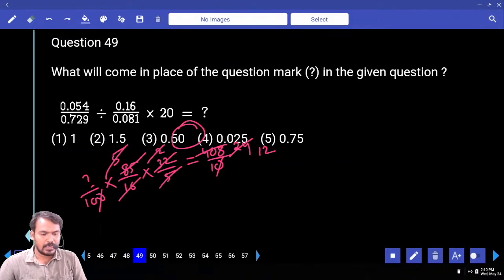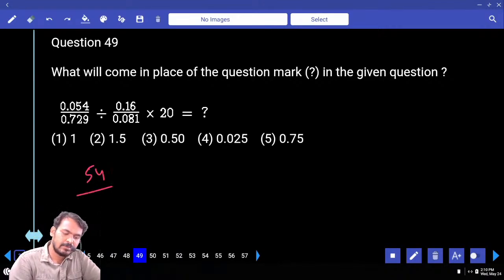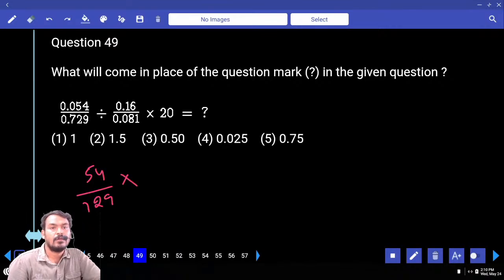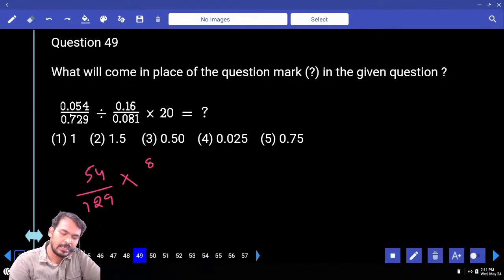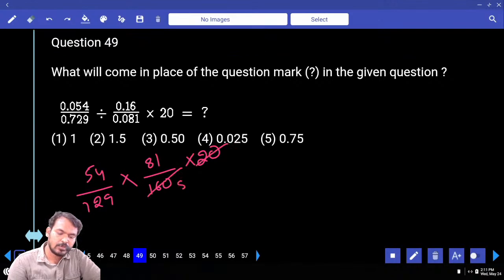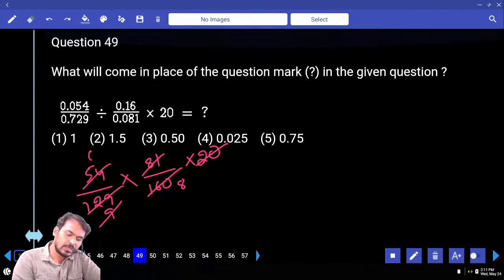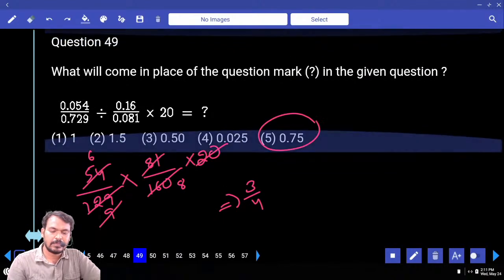Next question number 49. First one 0.054 by 0.729. Numerator 3 decimals, denominator also 3 decimals. Then we written 54 by 729 into numerator 2 decimals, denominator 3 decimals. This one we written 81 by 160. Into how much? 20. 20 almost 8 times. 81 how many times? 9 times. 9 almost 6 times. 6 by 8, 3 by 4. 3 by 4 means 0.75.